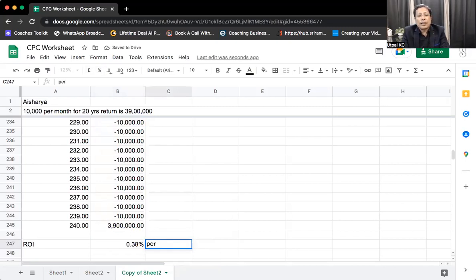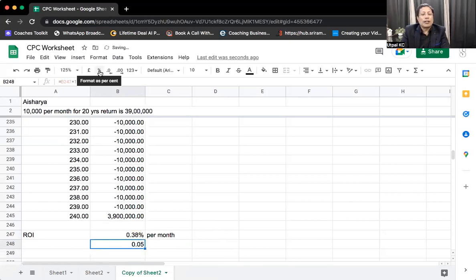0.38% per month. Yeah, Aishwarya, that also you can do. You will get the same result. So 0.38% per month is equal to 0.38% into 12, which is 4.51% per year. Okay, you can use any of them.